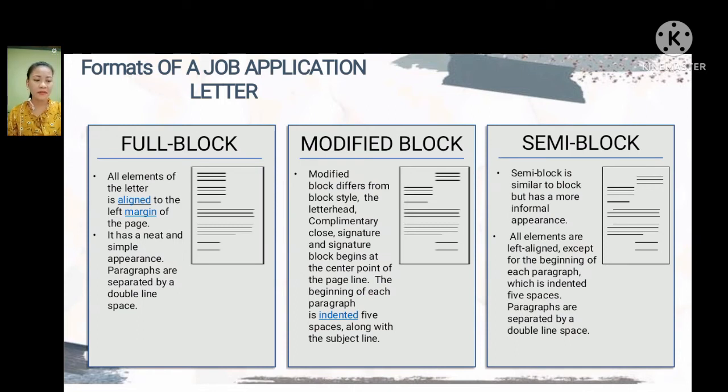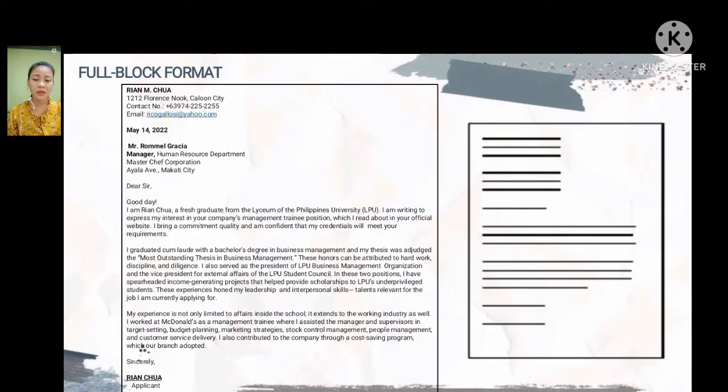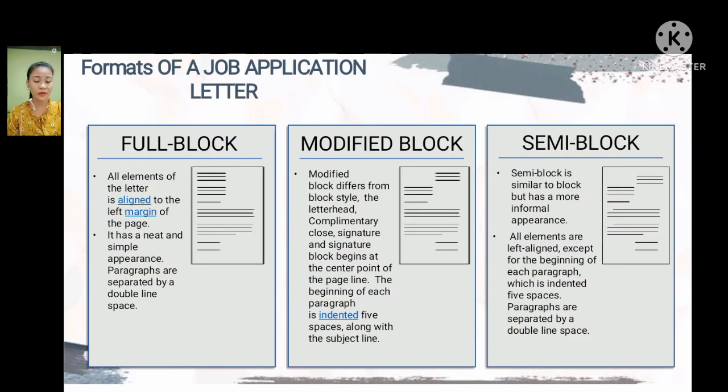Next one, we have the semi-block. The semi-block is similar to the modified block, but the only difference is that the paragraphs, or the introduction, body, and conclusion, are indented. It is indented 5 spaces. All paragraphs are also separated by a double line space.